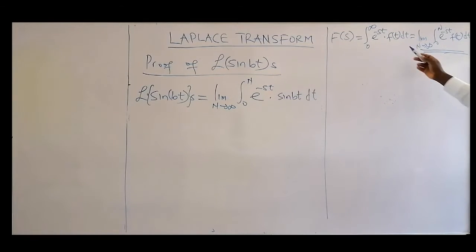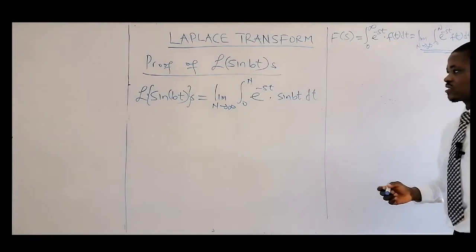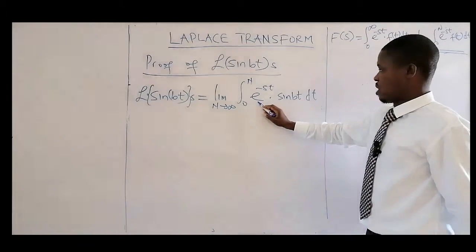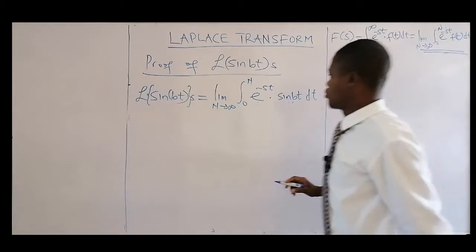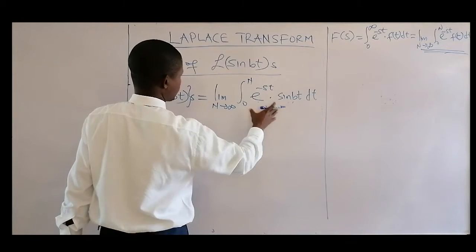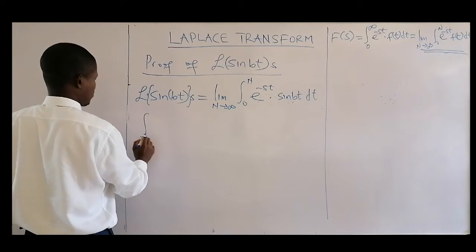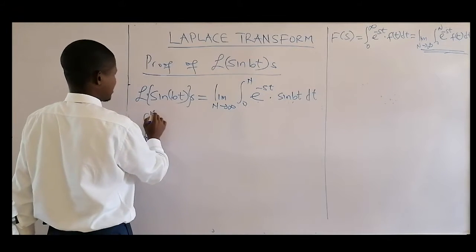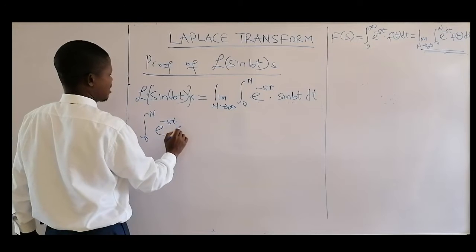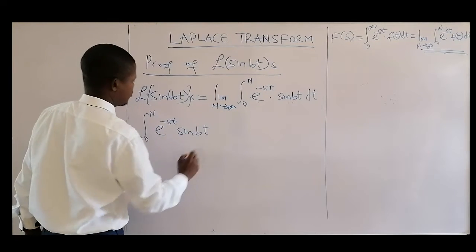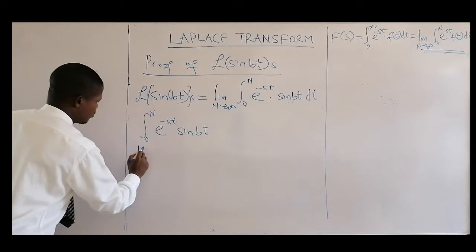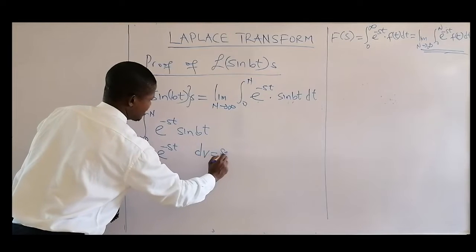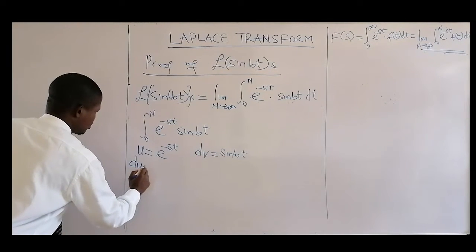So your f of t in this case is sine bt. If you look very well, this is a product of one and two. For this integration, we can take the limit out, from lower boundary to upper boundary, and use integration by parts, where u is going to be e to the minus st, and dv is going to be sine bt dt.